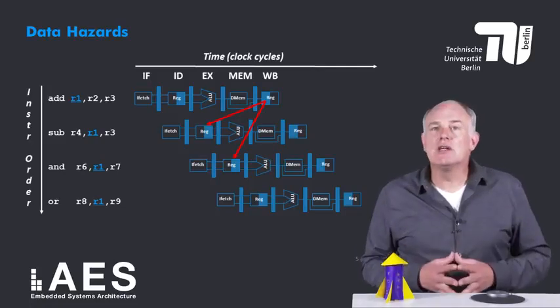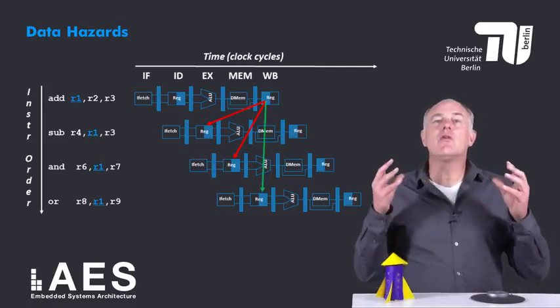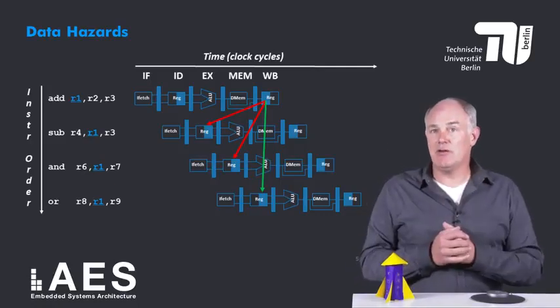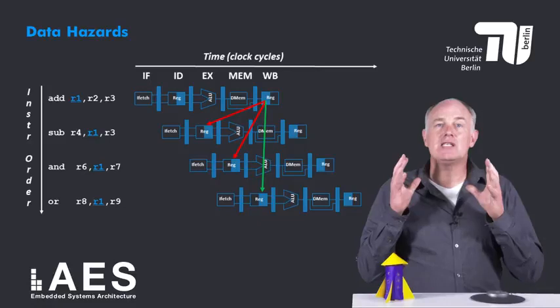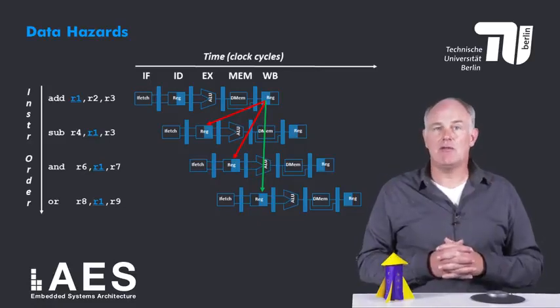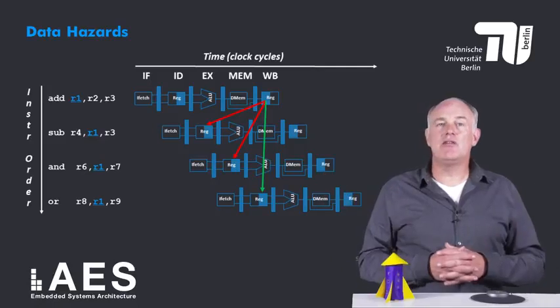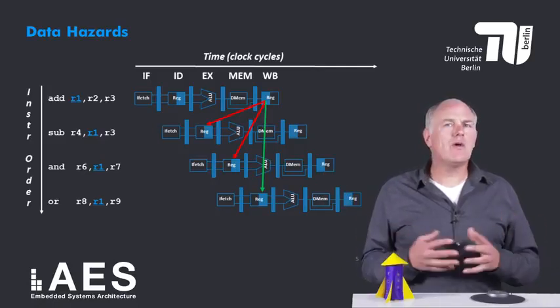This OR instruction, on the other hand, will read the correct value, because we assume that the register file write takes place in the first half of the clock cycle, while the register file read takes place in the second half of the clock cycle. Clearly, we have a problem that needs to be solved. How do we solve it?